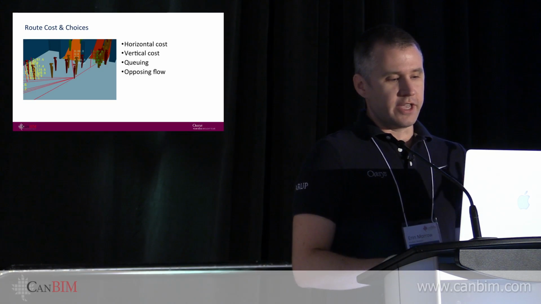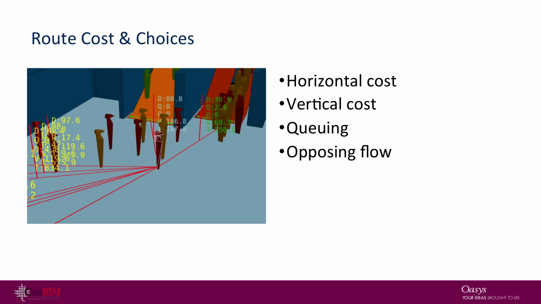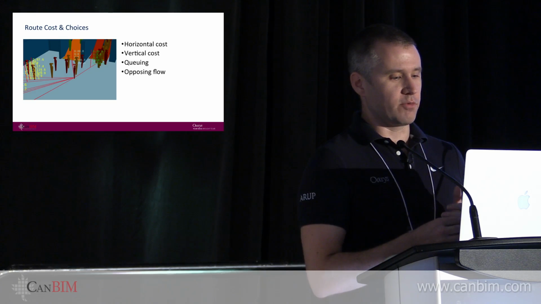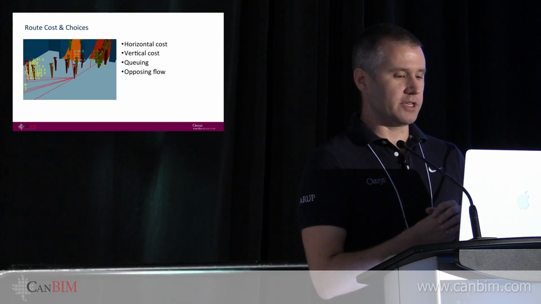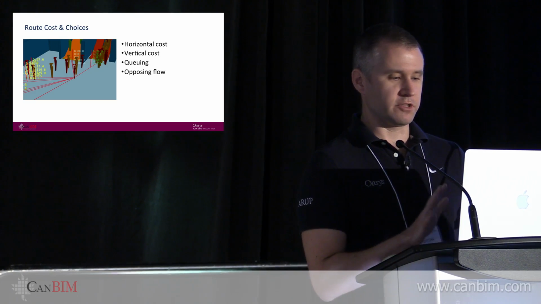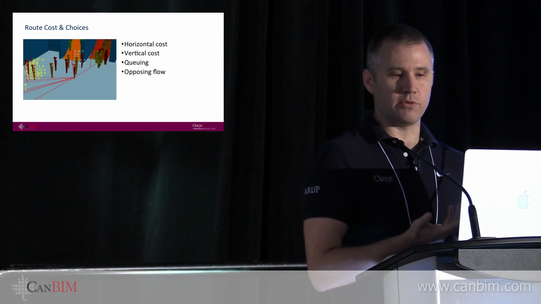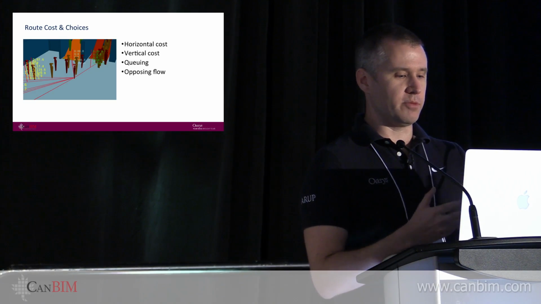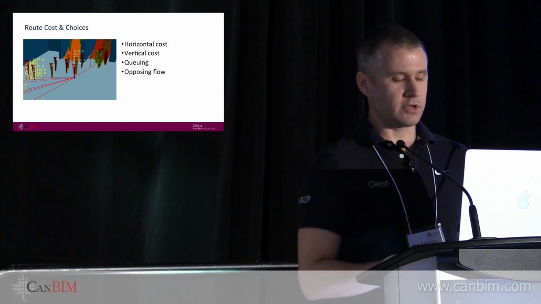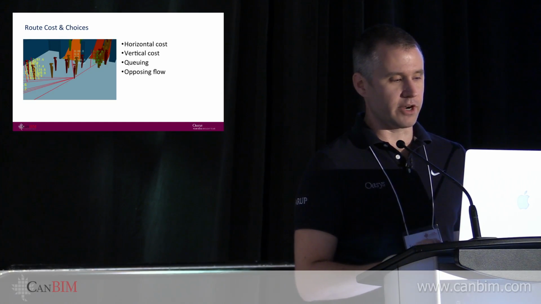When it comes to the way that the agents make decisions, effectively what they're doing is making cost optimizations about how they're going to get from where they are to wherever they're going. So what is the horizontal cost of a route that they might take, the vertical cost, including the difference between stairs and escalators, what queuing is there, and to what extent, as they approach, say, a doorway, are there people coming against them, traveling in the opposite direction.